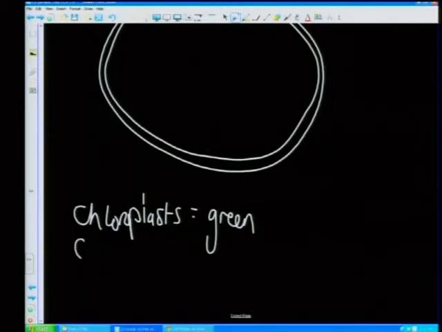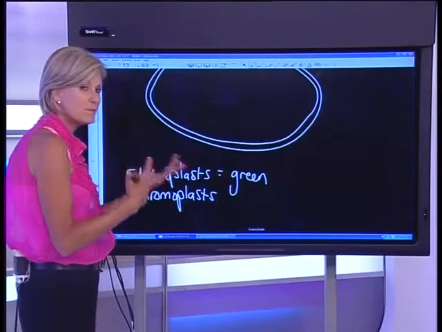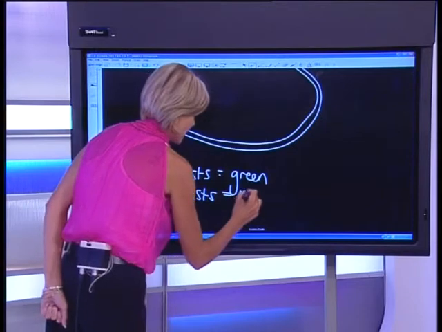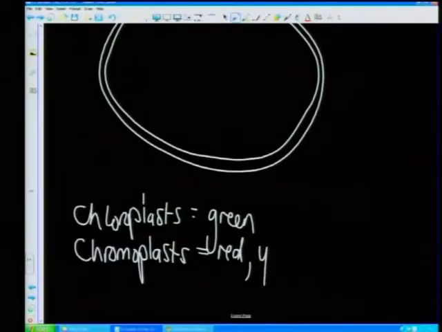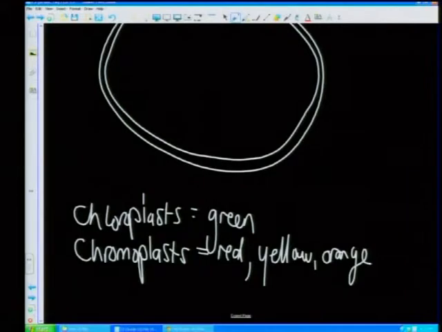You've got your chromoplasts. Now we talk about chromatography. Chromatography means to work with color. So chromoplasts are red, yellow, and orange, and that gives you the color of your flowers and your fruit. And then you have your leucoplasts.